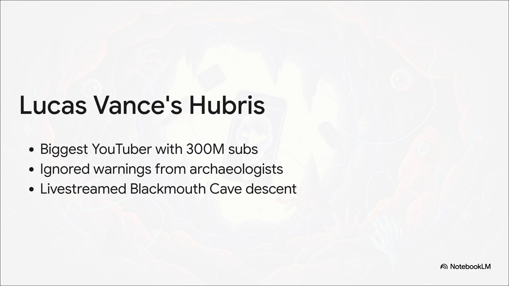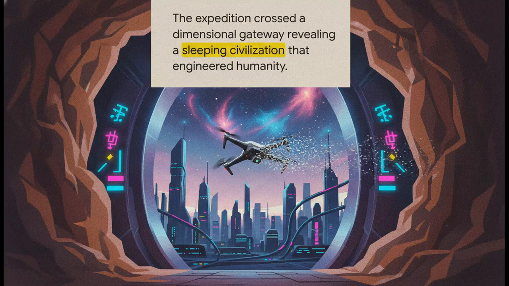He completely ignored dire warnings from quantum archaeologists who showed him ancient stone tablets explicitly warning of the danger down there. Instead, he just packed his drones, fired up a live stream, and walked straight into the deadly Blackmouth Cave. But here's the twist. This wasn't just some cave. As they descended, their drones vanished, and they ended up crossing a literal dimensional gateway. They discovered an ancient, sleeping alien civilization that had been hidden beneath the Earth for millions of years.